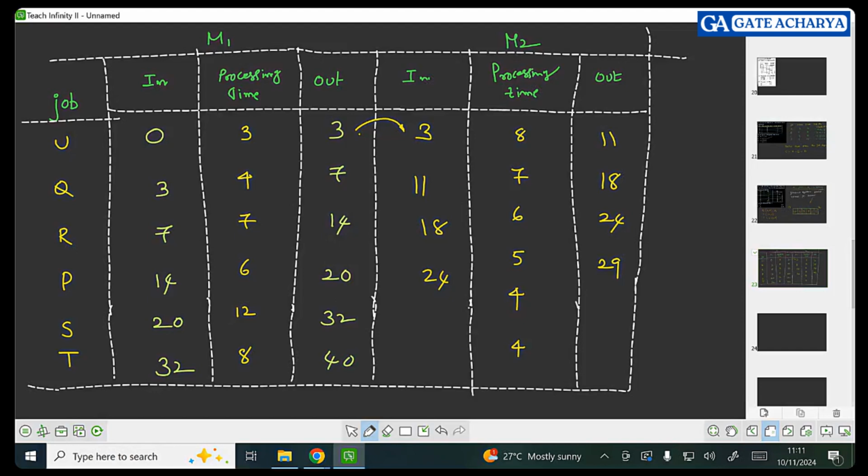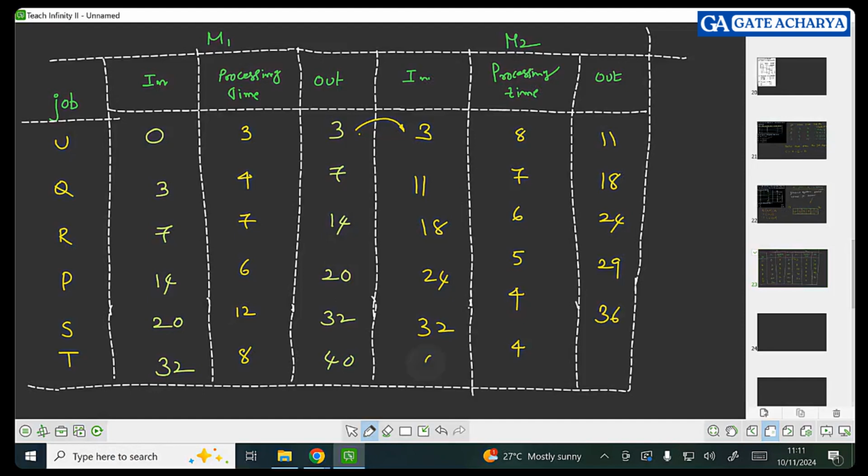But machine 1 is busy until 32 minutes. That is why your machine 2 should be idle. Here is a waiting time. Here is a machine idle time. Clear, everybody? Right. Now here this fellow is 32 and this is 4, so 36.